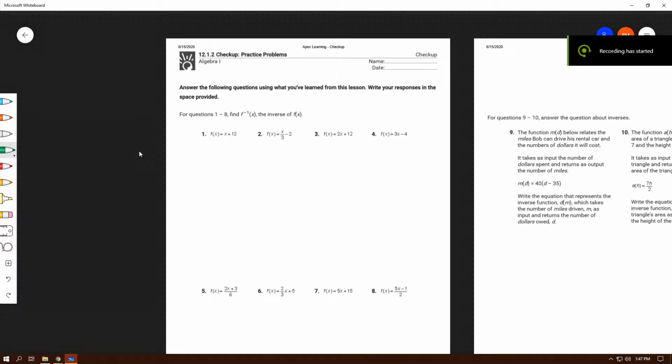Alright, we're going to be working on 12.1.3 inverses. You guys are going to freak out when you see how easy this stuff is.